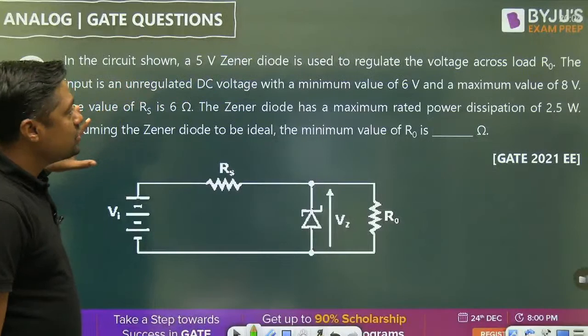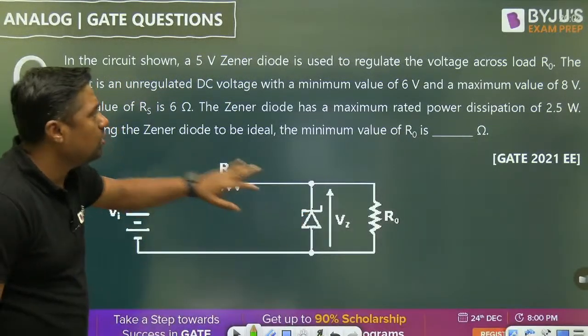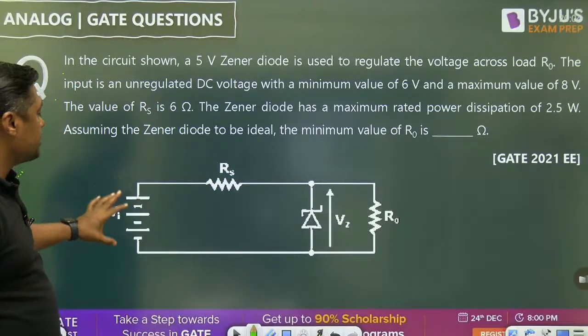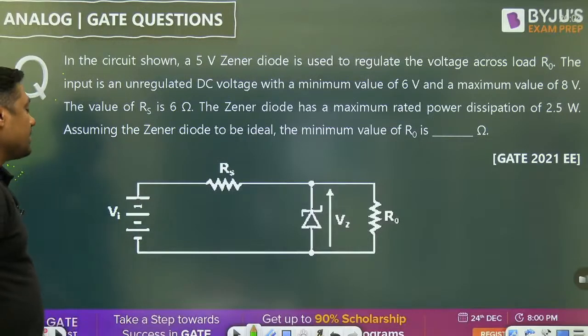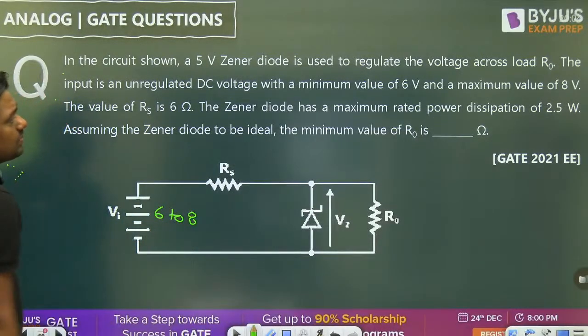A 5 volt Zener diode is used to regulate the voltage across load R0. This R0 is the load. The input is an unregulated DC voltage with a minimum value of 6 volt and a maximum of 8 volt. So the range is 6 to 8, minimum to maximum.